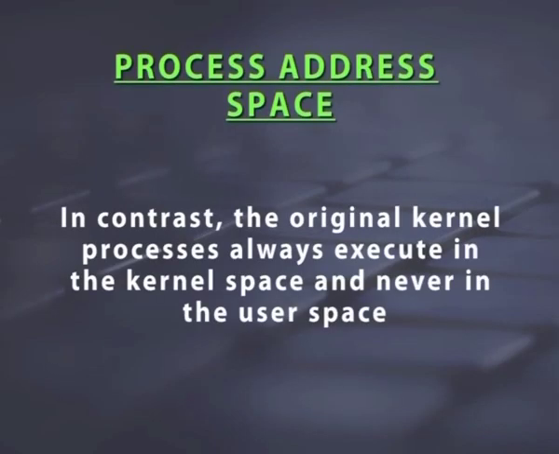The execution of an application process alternates between the user space and the kernel space. The process primarily executes application programs in the user space. When it executes operating system programs, it is in the kernel space and is considered to have effectively become a kernel process. In contrast, the original kernel processes always execute in the kernel space and never in the user space.